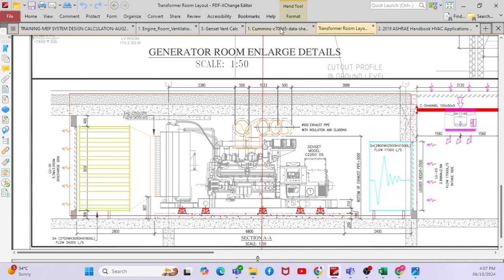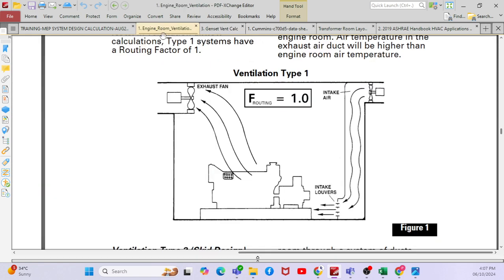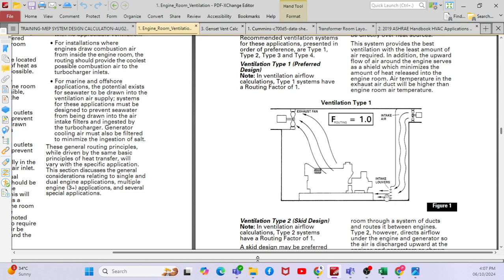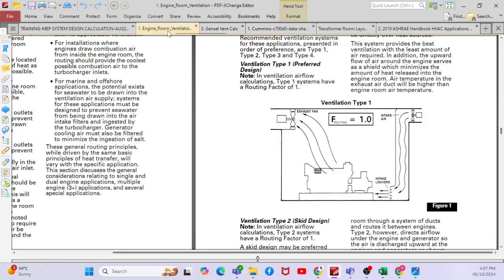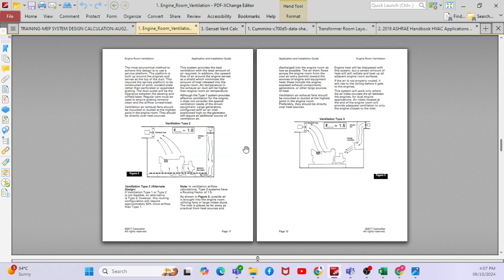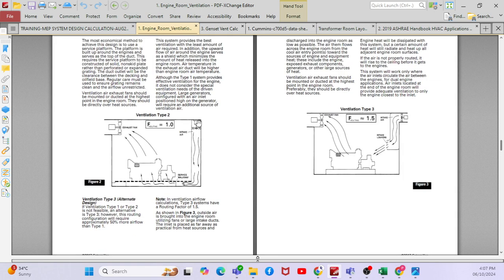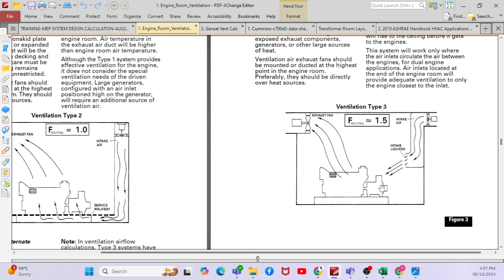So if it is inline, if you go to the guideline, this is like inline, right? So this is the intake and this is the discharging out. So this is a factor, one factor. One factor means whatever flow rate you calculate, multiply by 1 times, because it is inline. If you go to ventilation type 2, again that is inline, right? If you go to ventilation type 3, it is not inline, right? It is not in front of the radiator. It is somewhere away from the radiator. So then you have to multiply by 1.5.